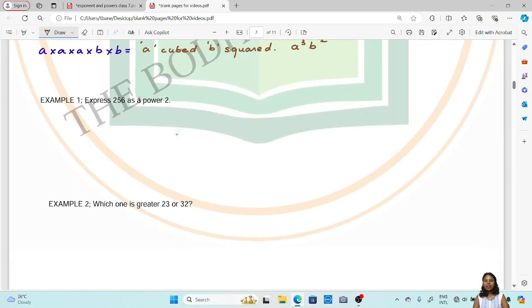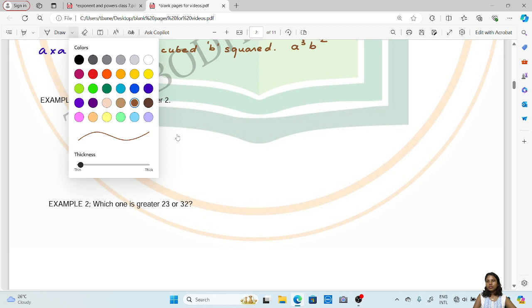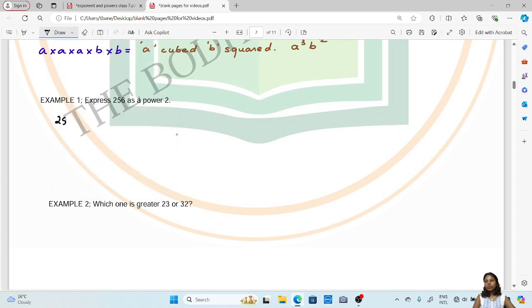Now let's try to write this number: express 256 as a power of 2. So now we have 256. Now this we have to write in exponent form as a power of 2. So as a power of 2 means, how many times will we have to multiply?